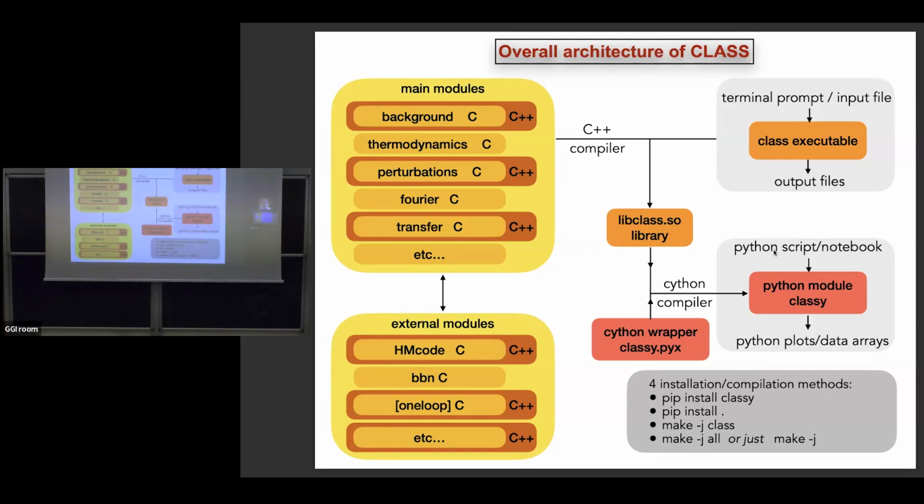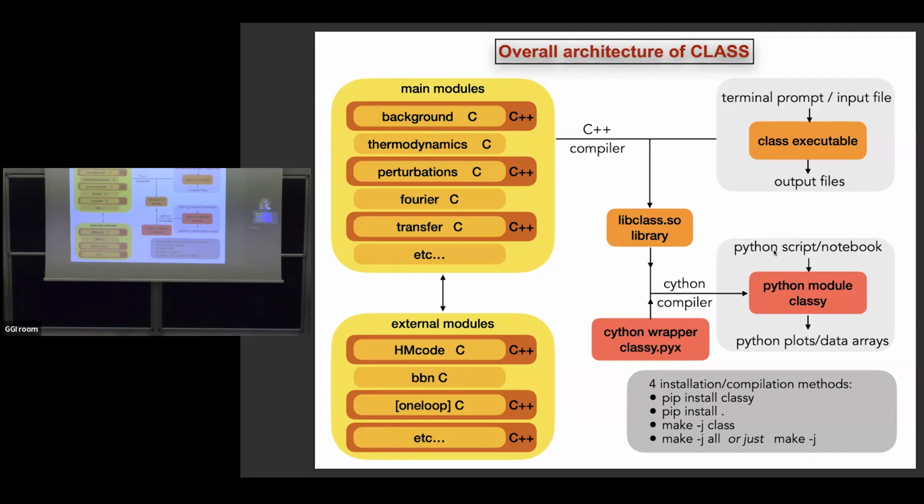And finally, if you run make -j all, or just make -j, then it would do everything, and it would actually be equivalent to pip install dot. So it does the same, but instead of using pip, it uses makefile. So all these things are supposed to work. If you have a problem, let me know. We can try to sort it out.